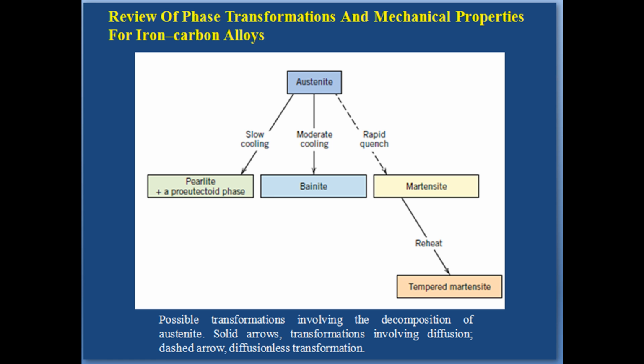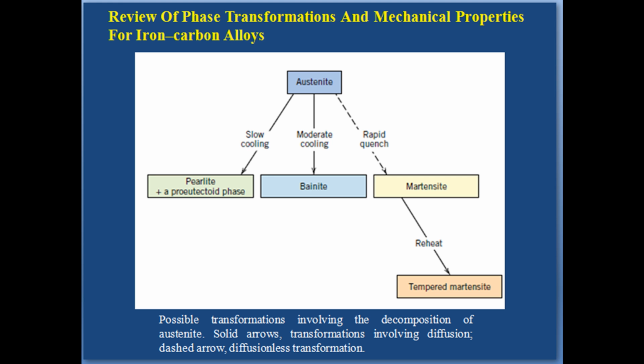Now we are going to discuss a review of phase transformations and mechanical properties for iron-carbon alloys. The figure is going to show you the possible transformations involving the decomposition of austenite. Austenite decomposes into pearlite plus proeutectoid phase, second bainite, third martensite, and then after reheating, the martensite is converted to tempered martensite.